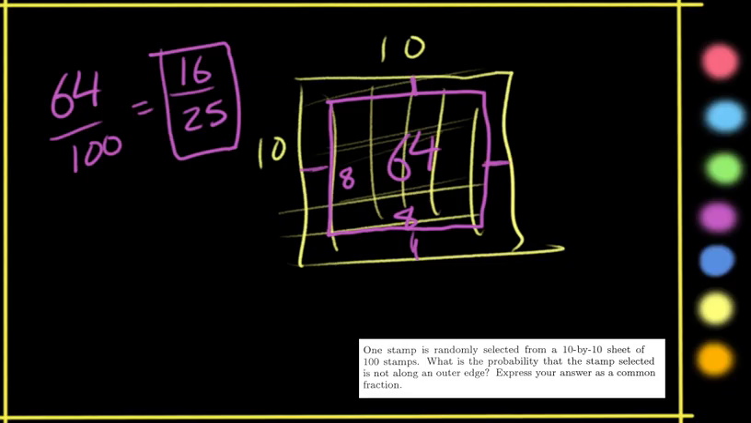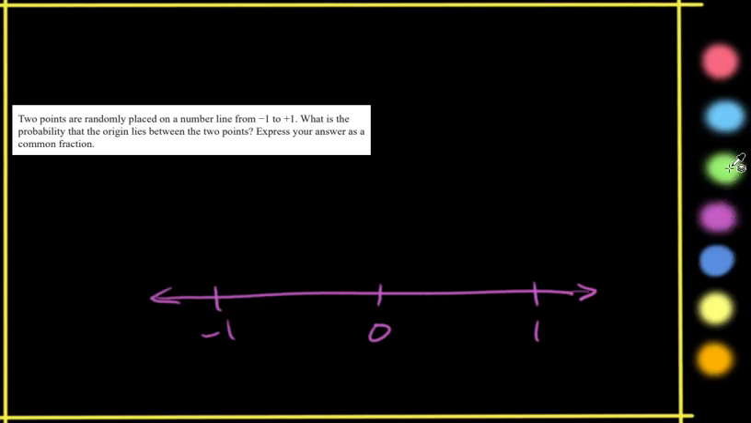All right, let's go into the next one. This one says 2 points are randomly placed on a number line from -1 to 1. So here's 0, here's 1, here's -1, and you're going to put 2 points randomly somewhere. Maybe one's here and one's here, right? That's one possibility. Maybe one's here and one's here. Could be anything. Maybe one's here and the other one's right next to it. So 2 points are randomly placed on a number line from -1 to 1. What is the probability that the origin lies between the 2 points?